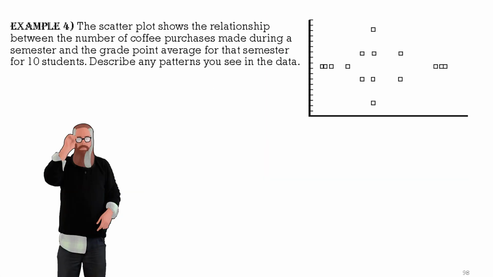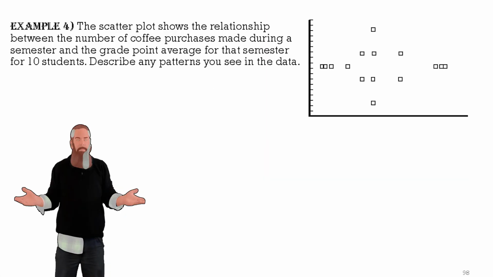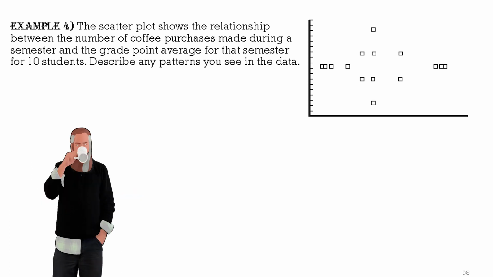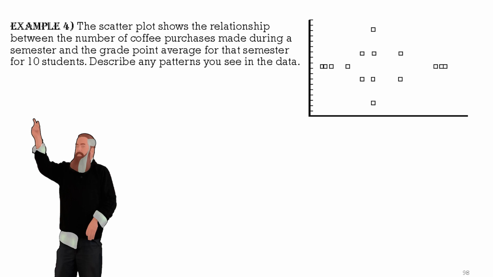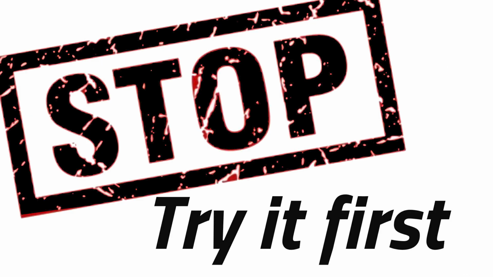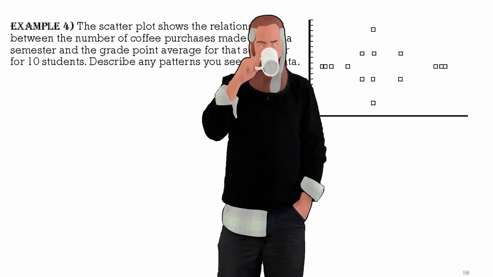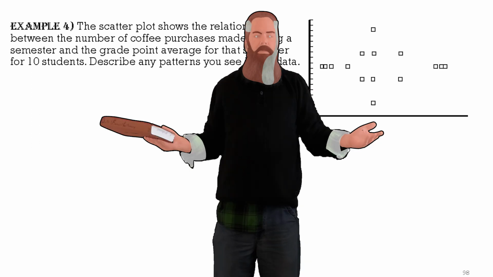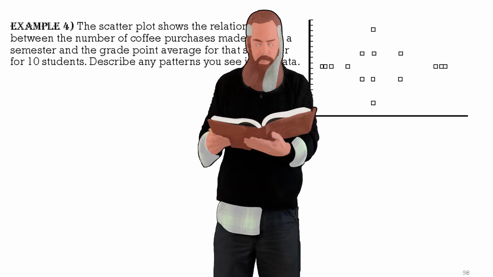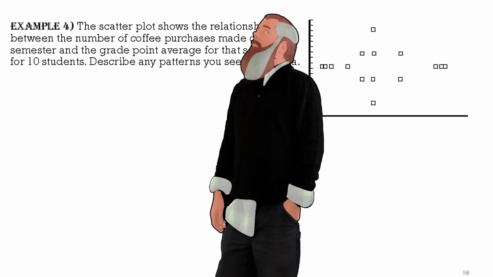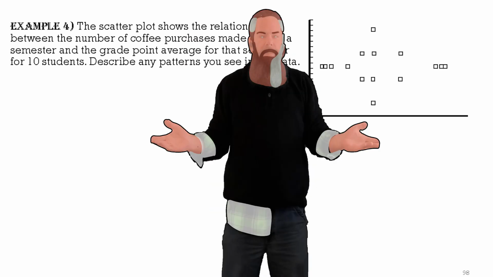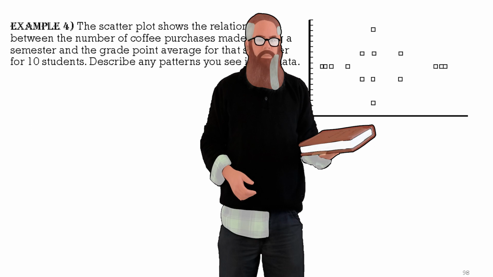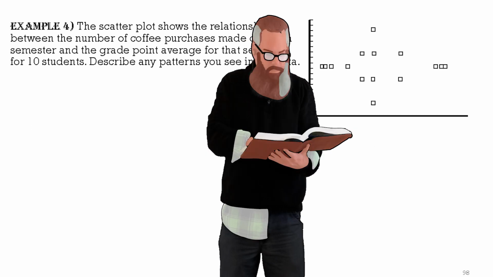This scatter plot shows a relationship between the number of coffee purchases made during a semester and the grade point average for the semester for 10 students. Describe any pattern you see in the data. As the number of coffee purchases increase, the GPA does not increase. So there is no positive correlation. As the number of coffee purchases increase, the GPA did not decrease, so there's no negative correlation. There is no trend in the data, so there is no correlation.